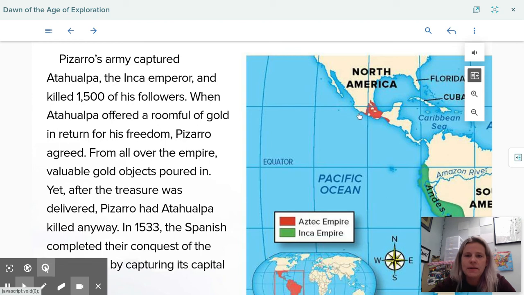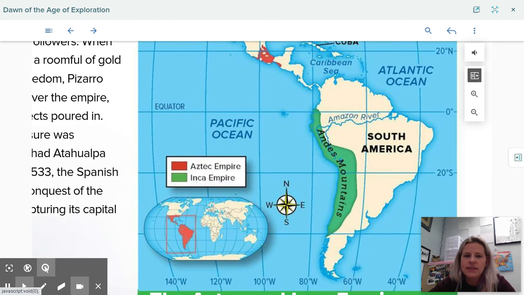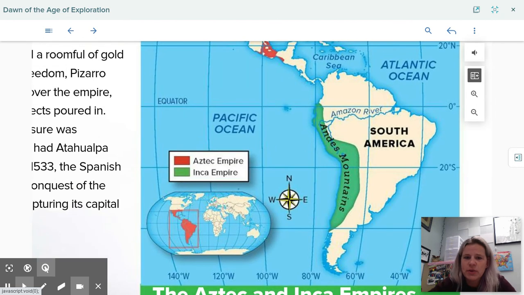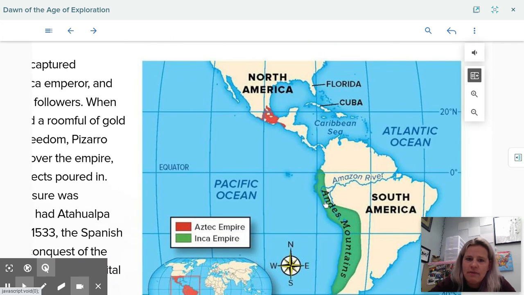So looking at this map here, you can see those Aztec and the Inca empires. So you can see where the Inca Empire is in South America in the Andes Mountains. So this is where they were. Remember those 12 million in that empire that lived up here in the Andes Mountains. And then you have the Aztec Empire, which is right here in present-day Mexico, in southern Mexico here.